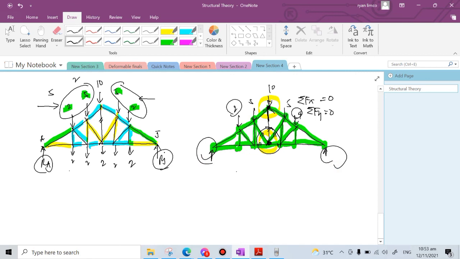So, unsymmetrical yon. Pag sa symmetrical, just solve the half, no? Just solve the half ng truss. Hindi mo na kailangan isolve yung kabila kasi symmetrical naman. Pero pag unsymmetrical, you have to solve everything.